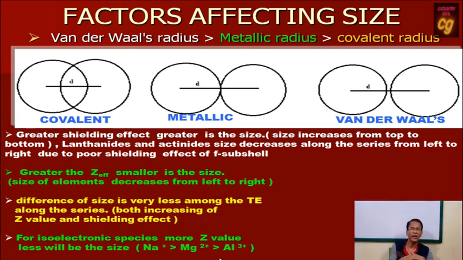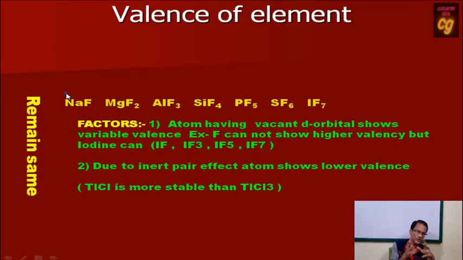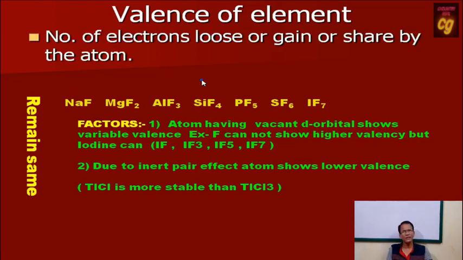That is very important. You compare the size of atoms by taking many factors into account: shielding effect, Z effective, then the nature of force, whether van der Waals force, metallic force, or covalent force. So we can compare the size of atoms along the group, along the period, in a particular block, in a particular series.